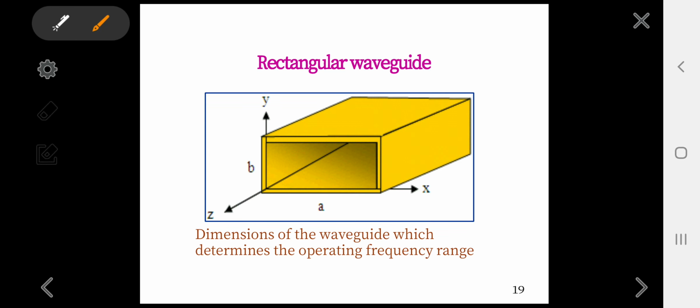This is your x-axis, and this is the breadth, and it is represented by a. This dimension is represented by a, and here is the height, which is b, along the y-axis, and this is the x-axis. So this is your rectangular waveguide, and these things you should know. Like this, your microwave signal will be transmitted.